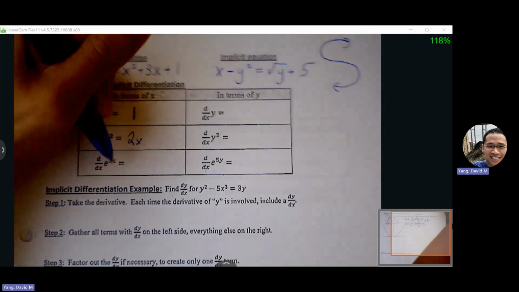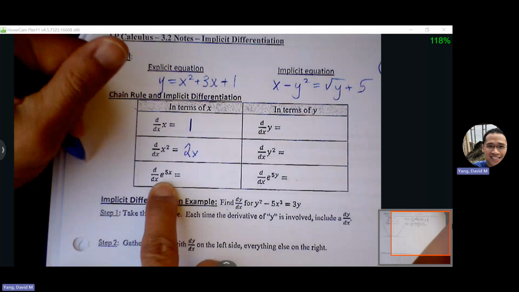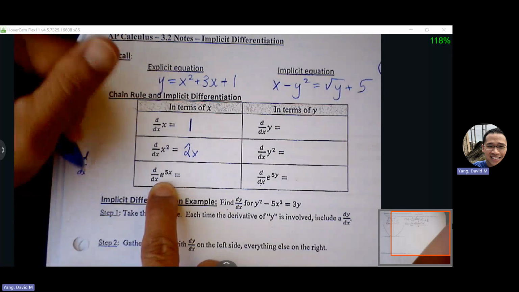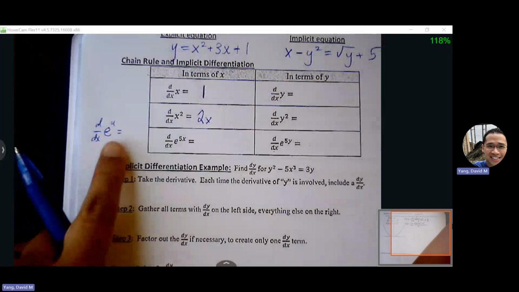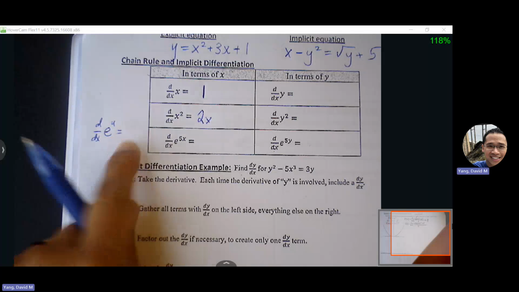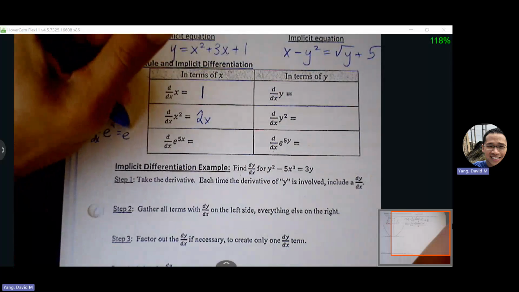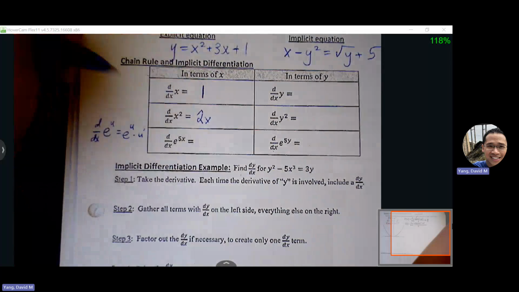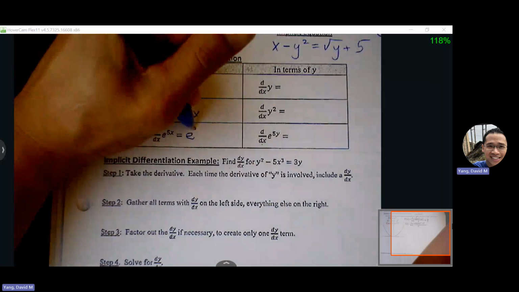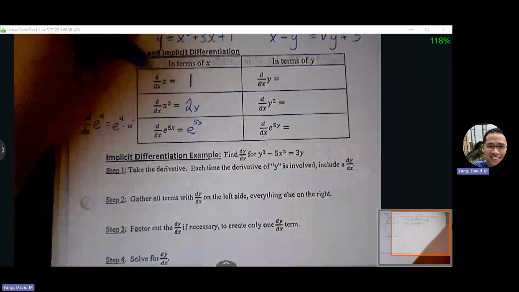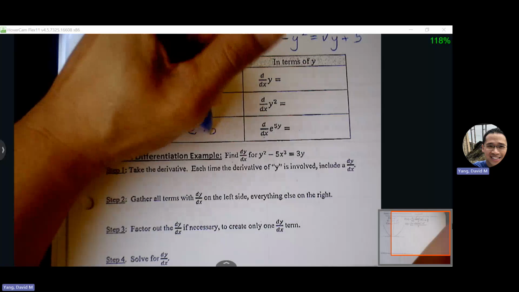e to the 5x. Okay, so this is a little bit of chain rule. We'll talk about this. We learned how the derivative for e to the x is just e to the x. But if we have the derivative for e involving chain rule, then e to the u is just e to the u, the original function, times the exponent's derivative. So e to the 5x is just e to the 5x times 5x's derivative. That's the inside portion, so times 5.